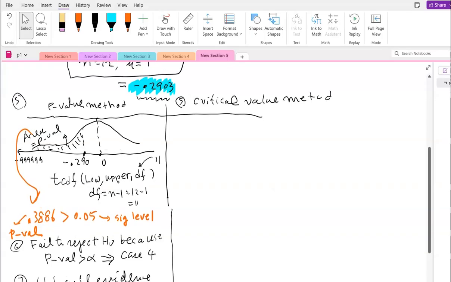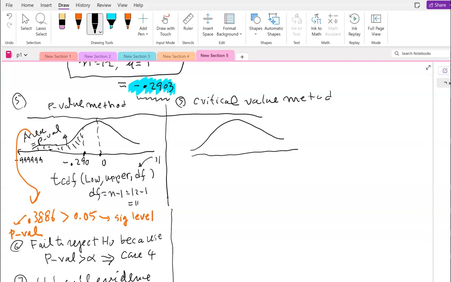What is the critical value method? The alpha significance level is 0.05 and it is a left tail test. So now, 0.05, this area is 0.05 because left tail. This is the critical value. This is 0. So how to find this critical value?